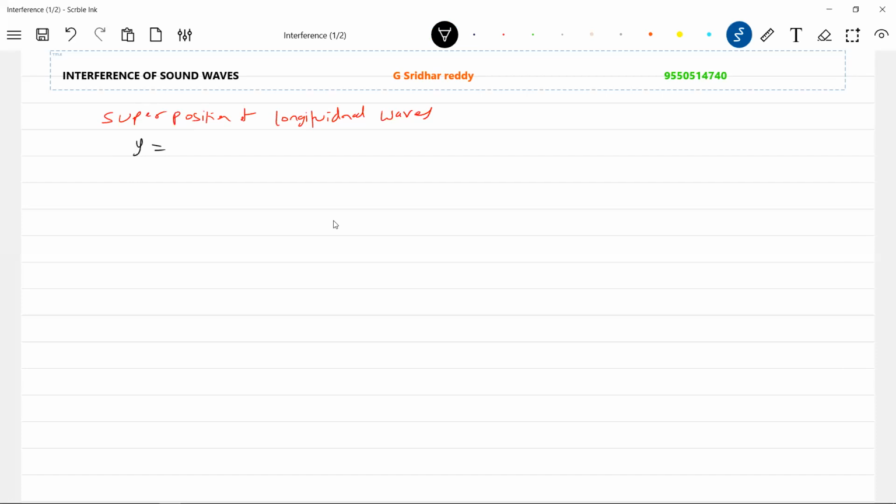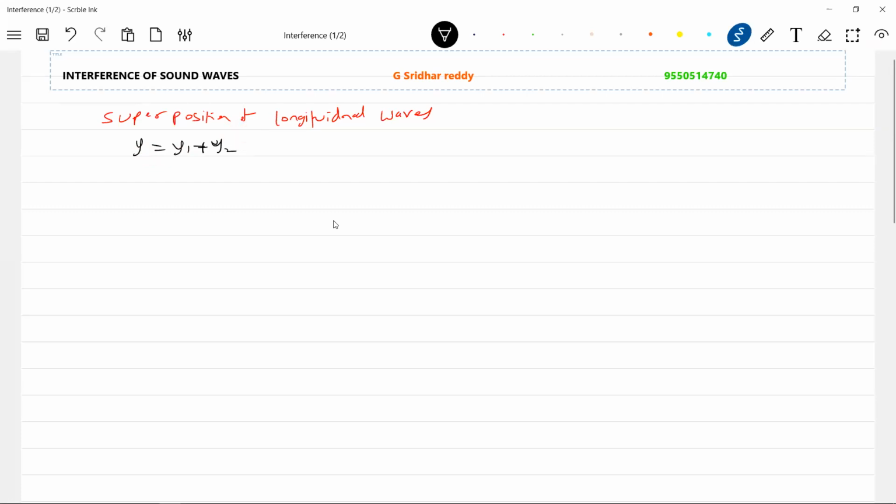Two waves are there, they undergo superposition. Then what is the displacement at a given point at a given instant of time? That is given by the algebraic sum of the displacement of a point individually due to each wave. First, I'll measure only due to wave 1. Then I'll measure only due to wave 2. Then I'll take superposition, I'll get the resultant displacement. This is what we discussed here.